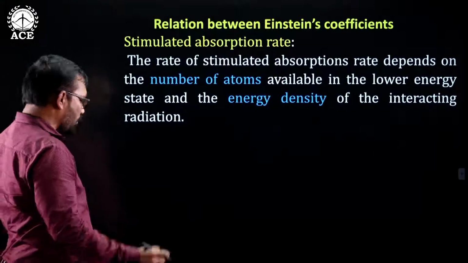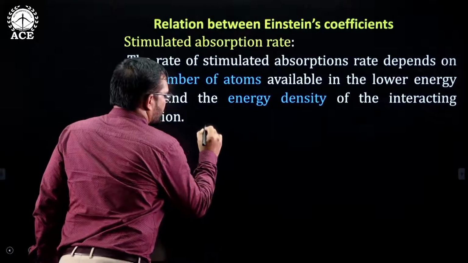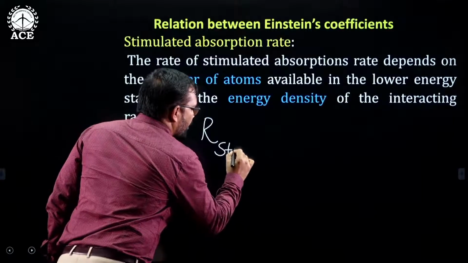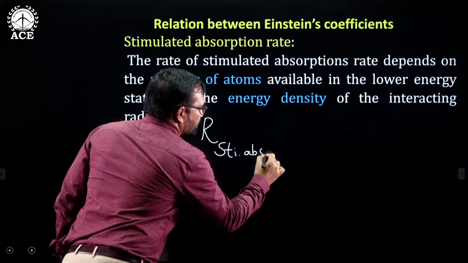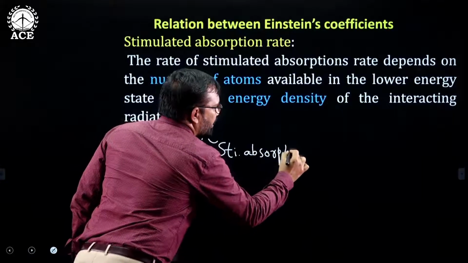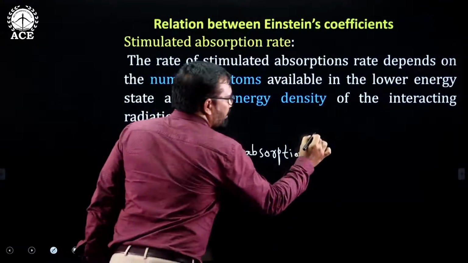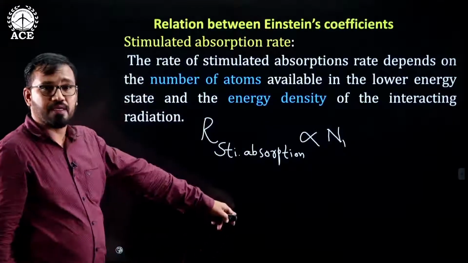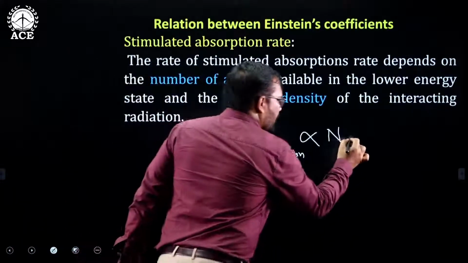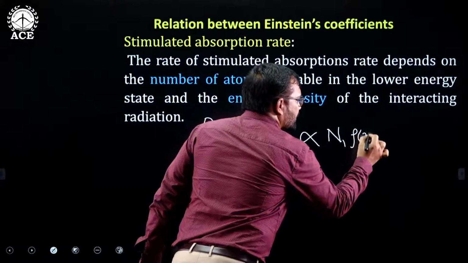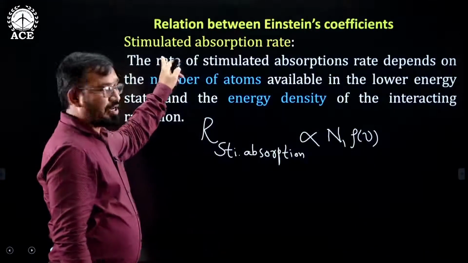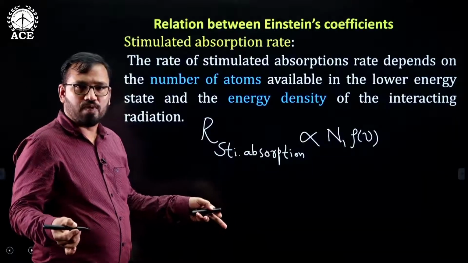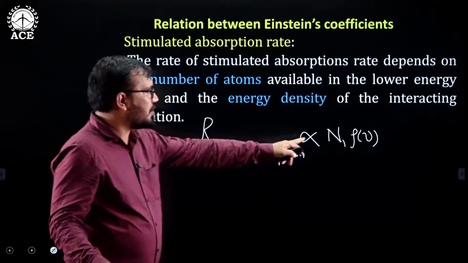See here, I'm going to write R. R is the rate. Which kind of rate is it? Stimulated absorption rate. It is directly proportional to the number of atoms present in the ground state, N1, and also to the photon density. As I told you, whenever the term stimulated comes across, it means you have to apply some amount of photons. The number of photons per unit volume is nothing but photon density.